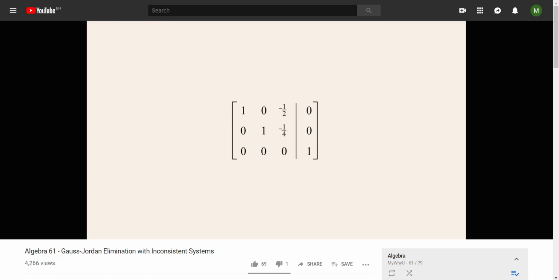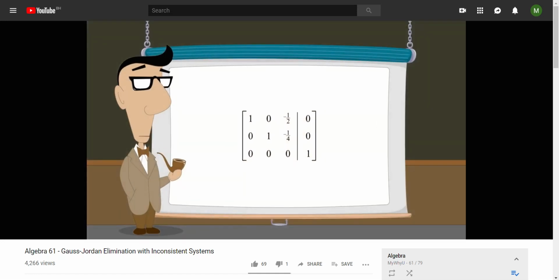Since every row's leading entry is a 1, positioned to the right of the leading entry above, and every leading entry is the only non-zero entry in its column, the matrix is now in reduced row echelon form. So just as in the previous example, Gauss-Jordan elimination produced a matrix row containing all zero coefficient entries with a non-zero constant entry.